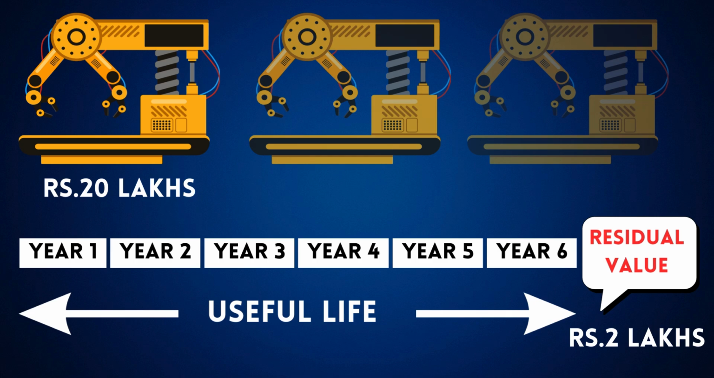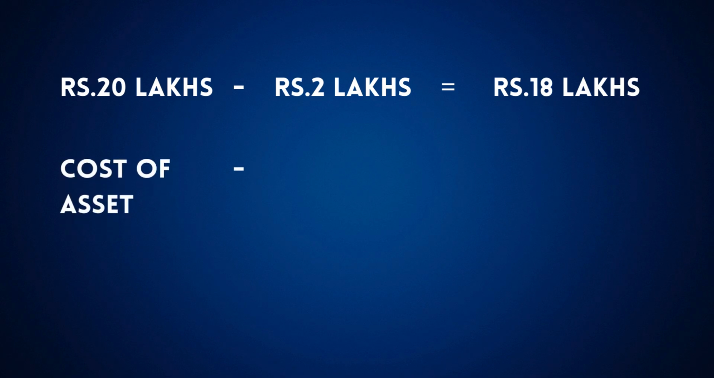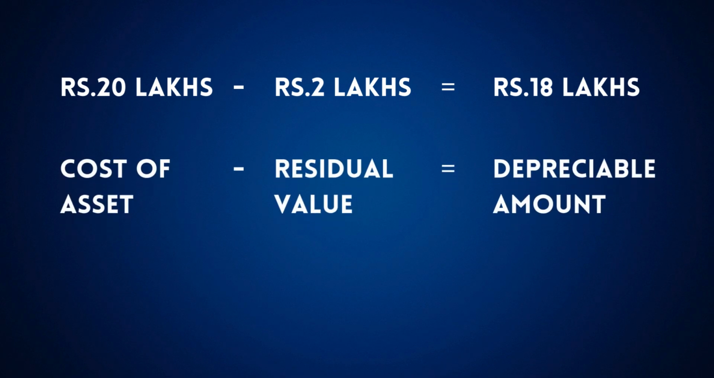For the current example, since it's rupees 2 lakhs, rupees 20 lakhs minus 2 lakhs, that is rupees 18 lakhs, is the depreciable amount of the asset, which is the portion of its cost that is allocated as depreciation over its useful life. Thus, cost of asset less residual value is the depreciable amount, which is rupees 18 lakhs in the current example. This amount will be allocated equally over its useful life.